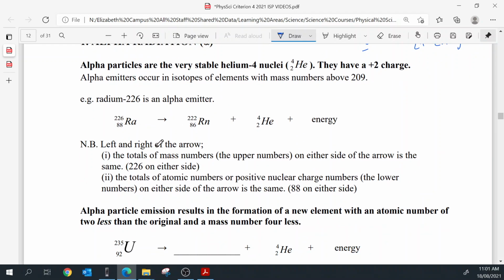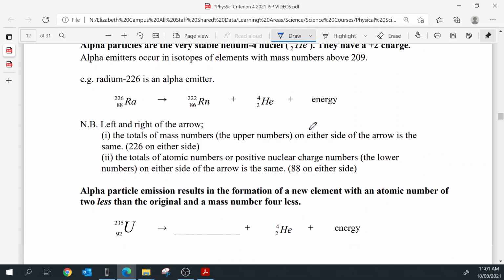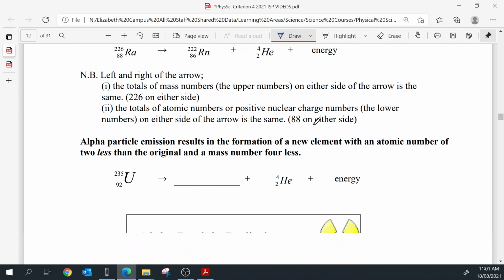Note that left and right of the arrow, the totals of the mass numbers, the upper numbers, add up. So see, we've got 226 equals 222 plus 4. They add up together, and so do the number of protons, the atomic numbers. So 88 on both sides. 86 plus 2 equals 88. Okay. Cool.